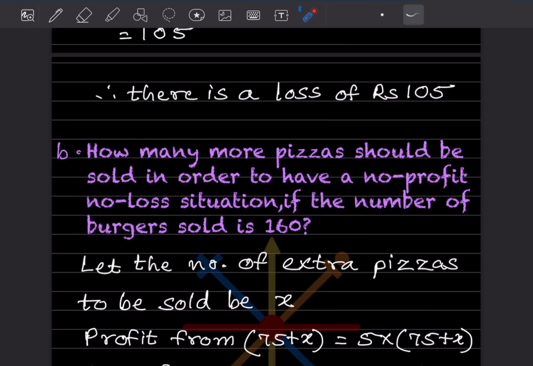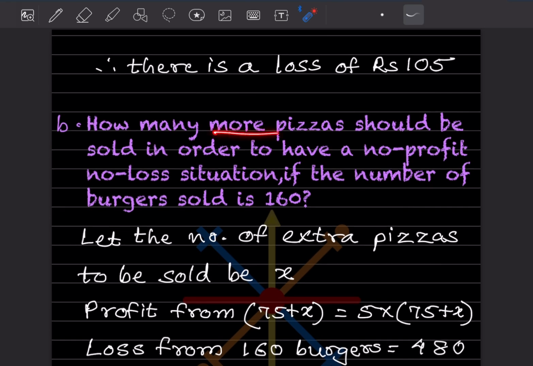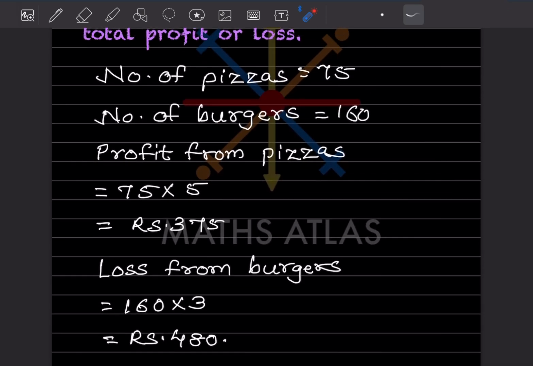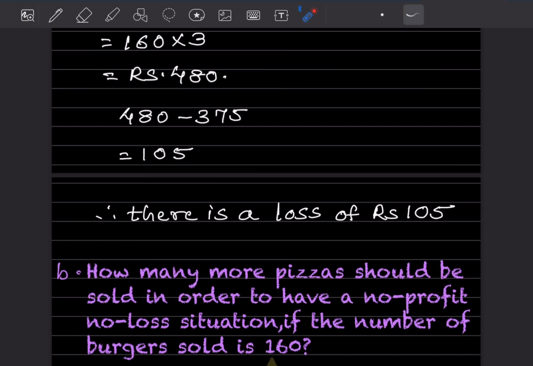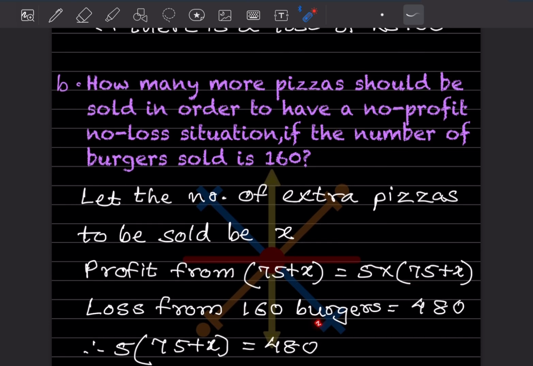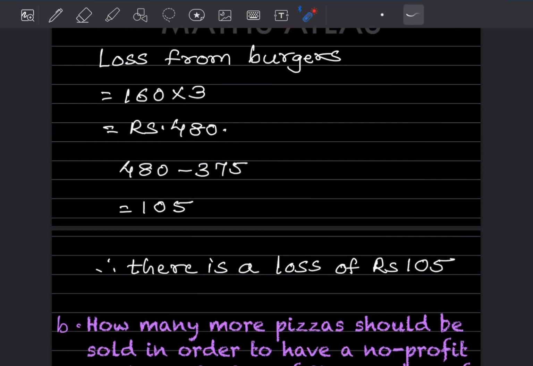How many more pizzas should be sold in order to have a no profit, no loss situation if the number of burgers sold is 160? More pizzas means we can consider, let the number of extra pizzas to be sold be X. So profit from pizzas, there were 75, and this extra we put as X, at 5 per unit. So the profit is 5 into 75 plus X, and the loss from 160 burgers is already given here, that is 480.